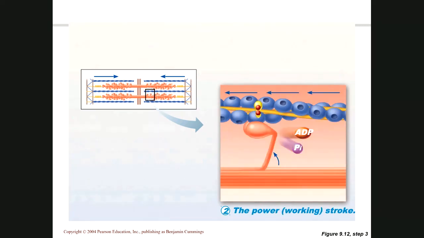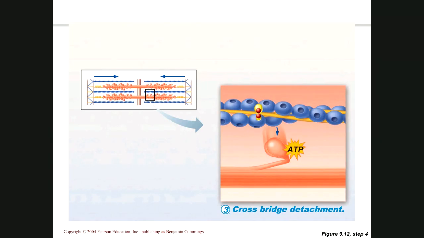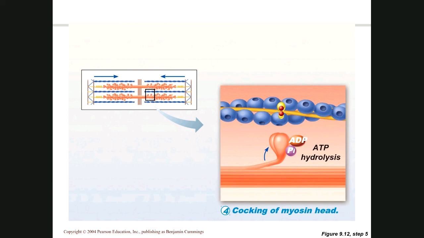Next thing that happens, the myosin head releases two molecules that are attached to itself, ADP and phosphorus. And then the molecule detaches and moves, and as it does that, it pulls the thin filament towards the middle. So sarcomeres are contracting towards the middle of the sarcomere.